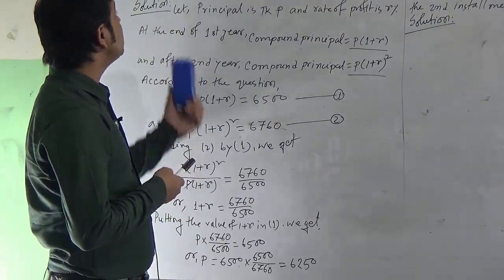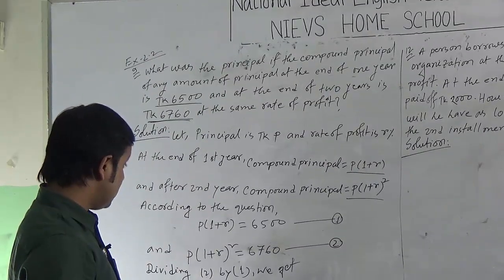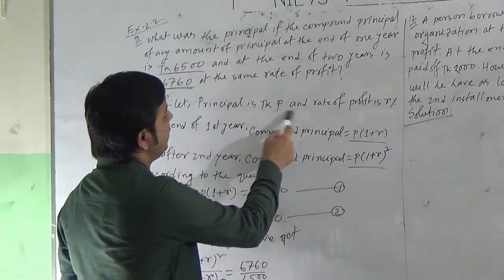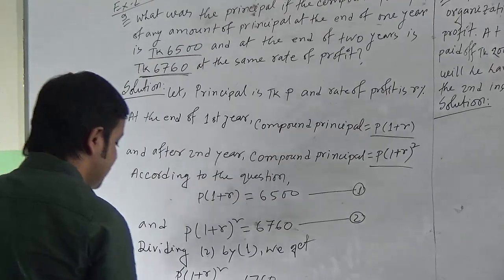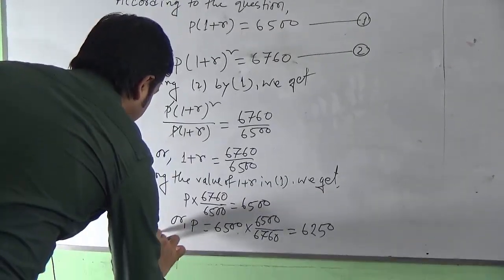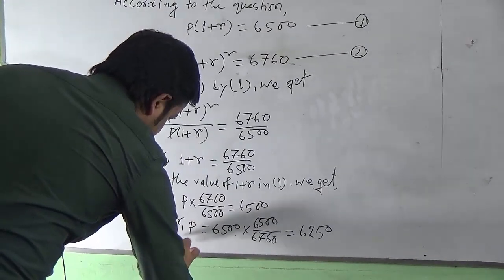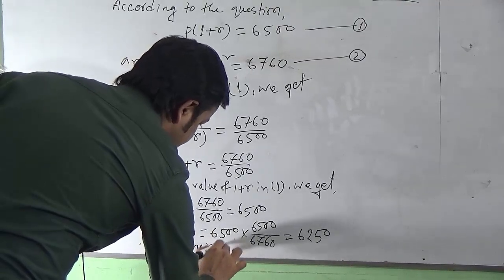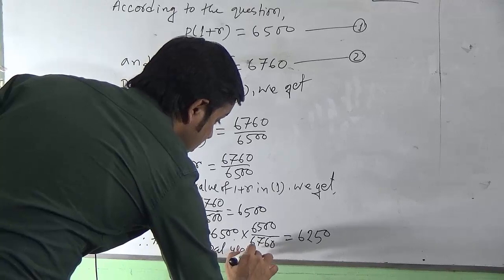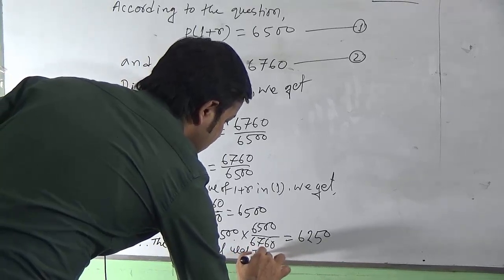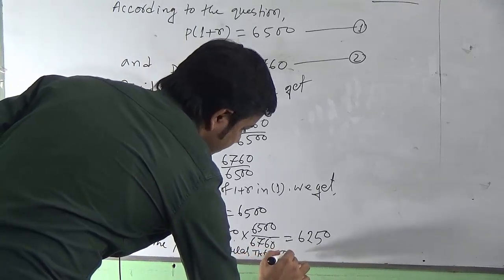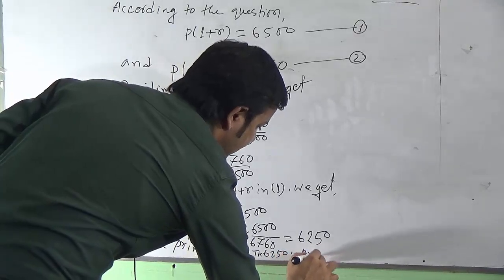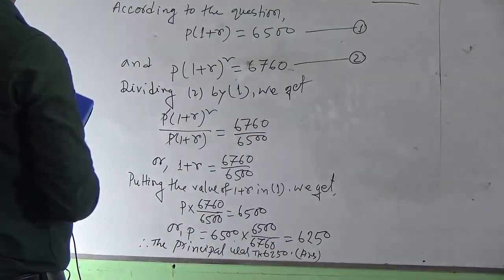Our question was, what was the principal? I have taken P as the principal. So we can say the required answer for this question is, therefore, the principal was taka 6250. So this is our required answer for question 9.